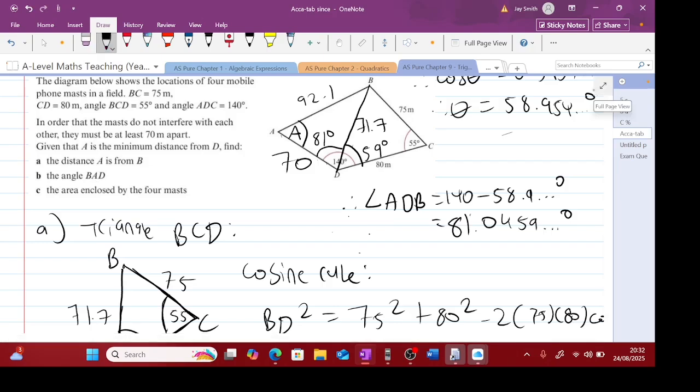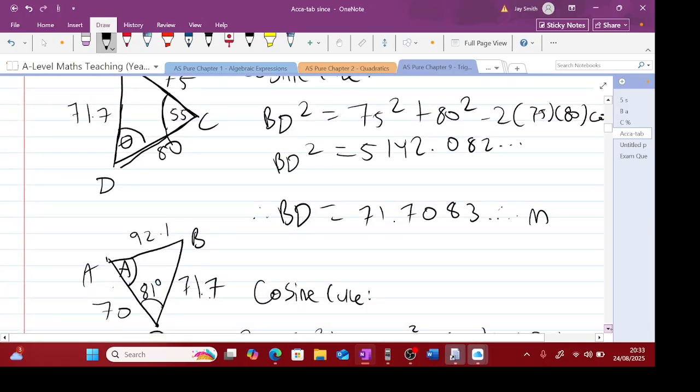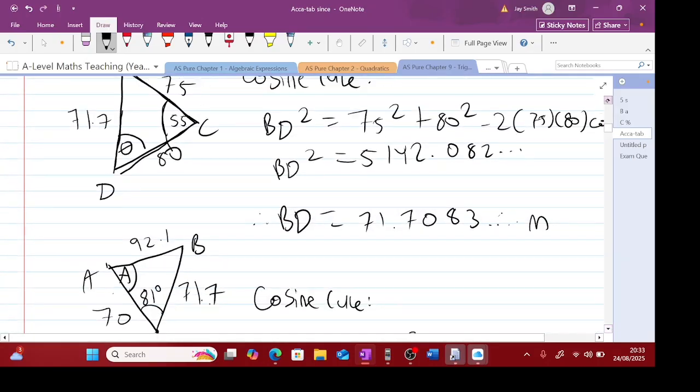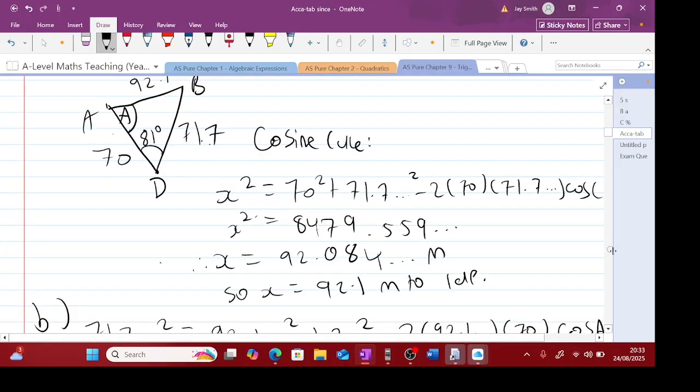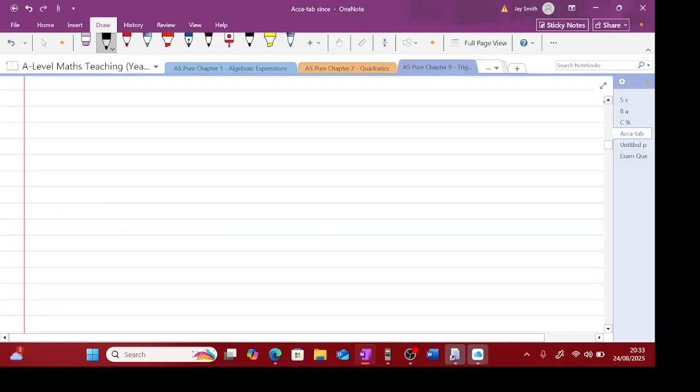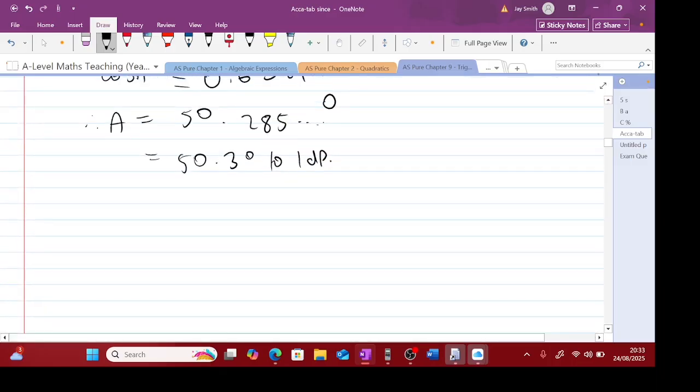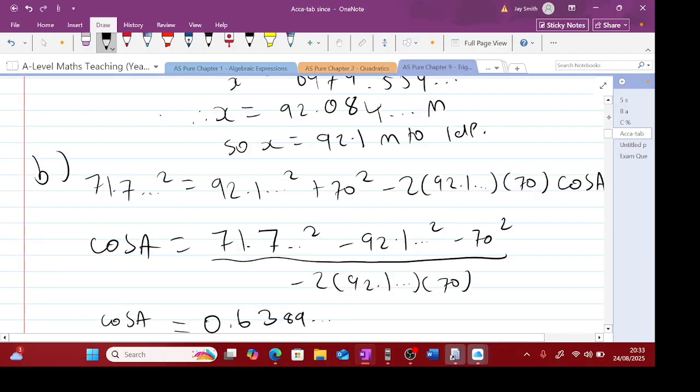Right, so then part C says, find the area enclosed by the four masts. So we want the area of the whole shape, right? So in other words, we want the area of both triangles. Right, okay. Trying to think where best to do this. So I'm going to redraw the triangles I've already got.